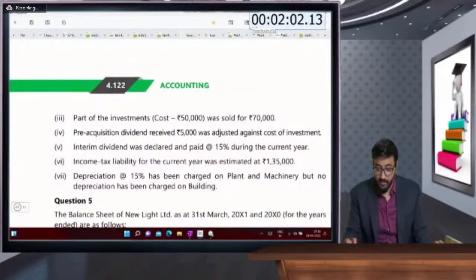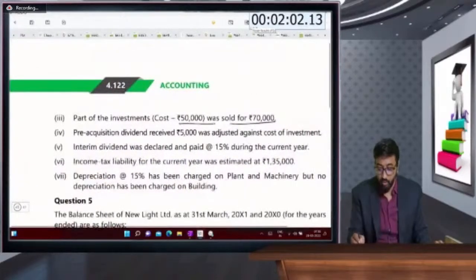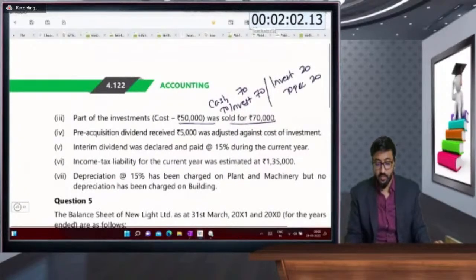Part of investment is sold for 70,000. So investment of 50,000 is sold for 70,000. Cash to investment, you can pass entry 70. And investment to P&L 20. So investment bought for 50 was sold for 70. So cash to investment 70. Cash comes in, investment goes out.